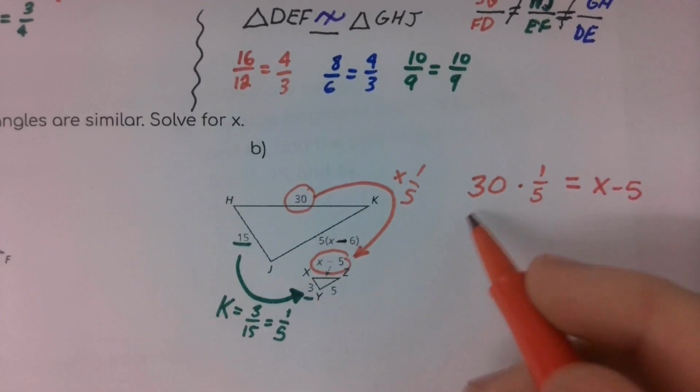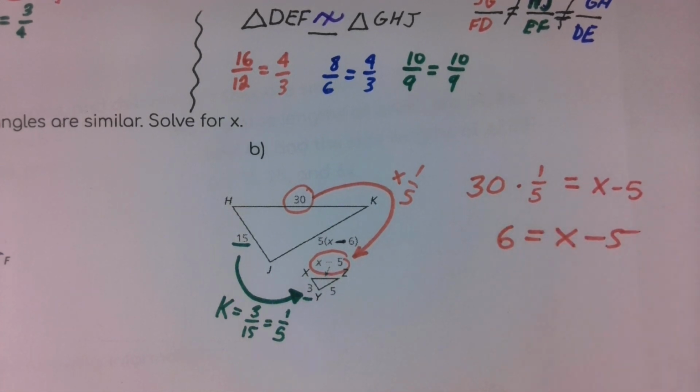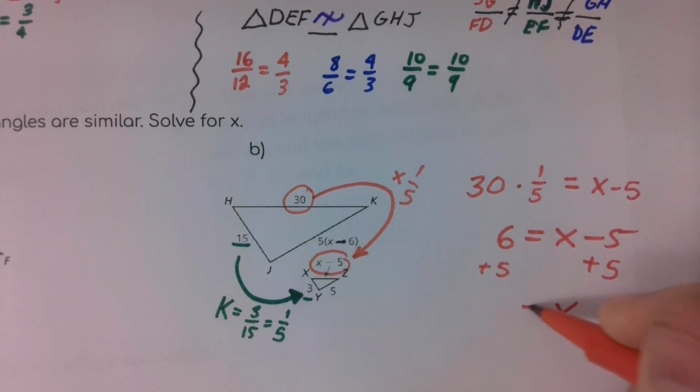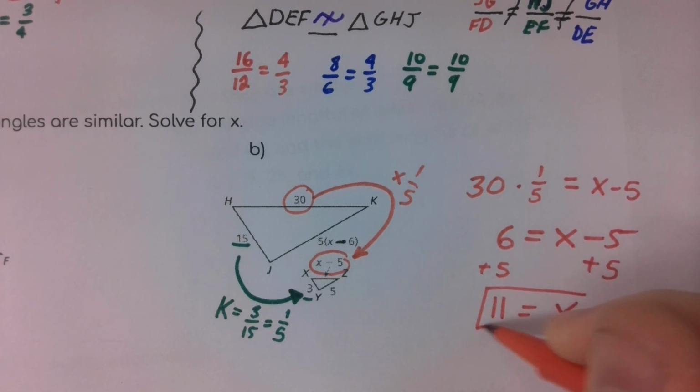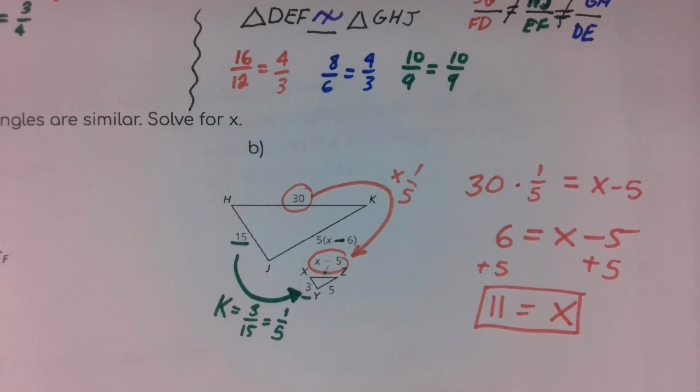So we can solve this. 30 times 1/5 is 6. So 6 equals x minus 5. And if we add 5 to both sides, we get x equals 11. Nice. But how do we know if we're right or not?